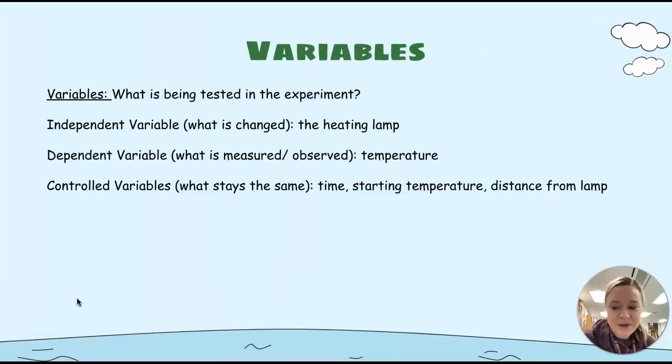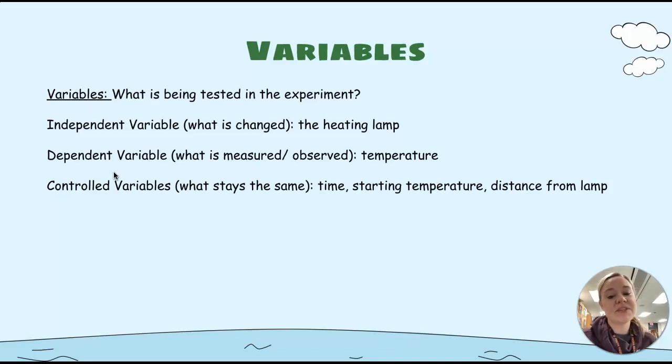Some of the variables that we're going to be testing in this experiment, so we want to know what we're changing and not changing. Our independent variable, the thing we are changing, is the heating lamp on or off, right? Are we getting energy from the sun or not? Our dependent variable, the thing that we're measuring, is the temperature itself. So what is the temperature underneath these, in these areas, the air in these areas?